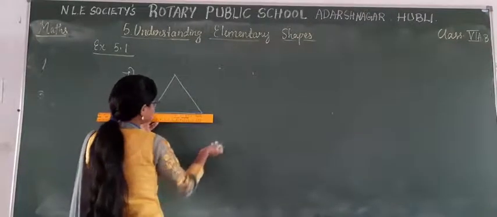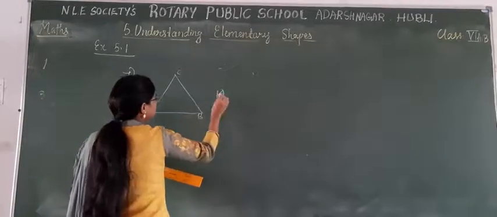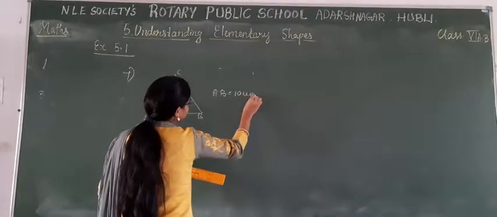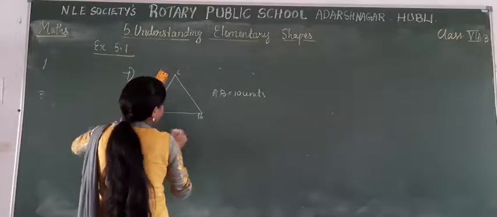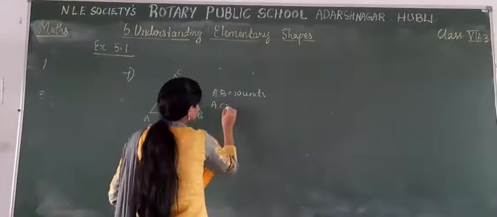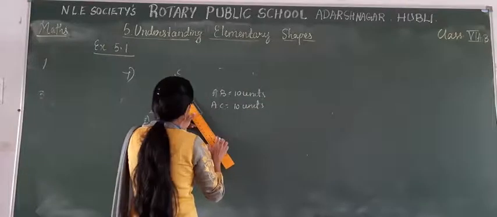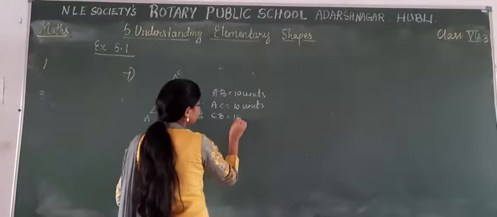Here it is 10 units. AB is equal to 10 units. AC, again it is 10 units. CB, again it is 10 units. So it is an equilateral triangle.